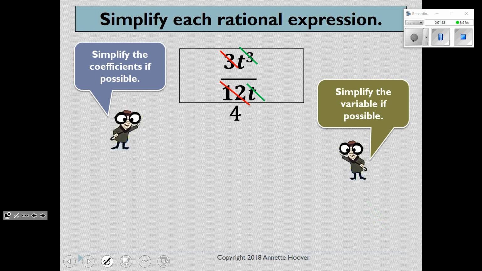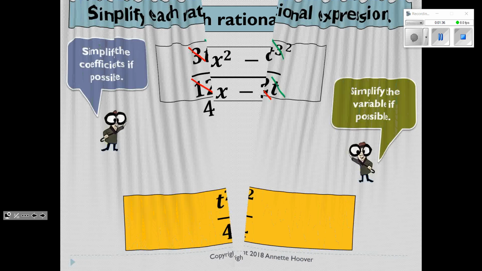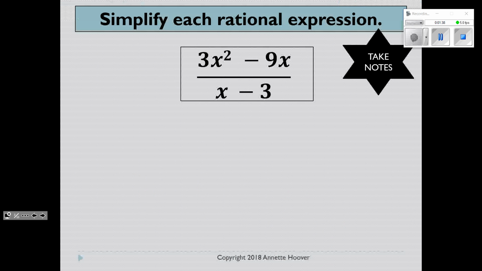There's the simplified variables. I cross that out, and there's 2 left on top, and the t on the bottom goes away. So what's left? On the top, we had t squared left, and on the bottom, we just had a 4. So our final answer is t squared over 4. This is what it looks like when we have monomials divided by monomials. But in rational expressions, we're going to have binomials and trinomials, and we're going to simplify them.